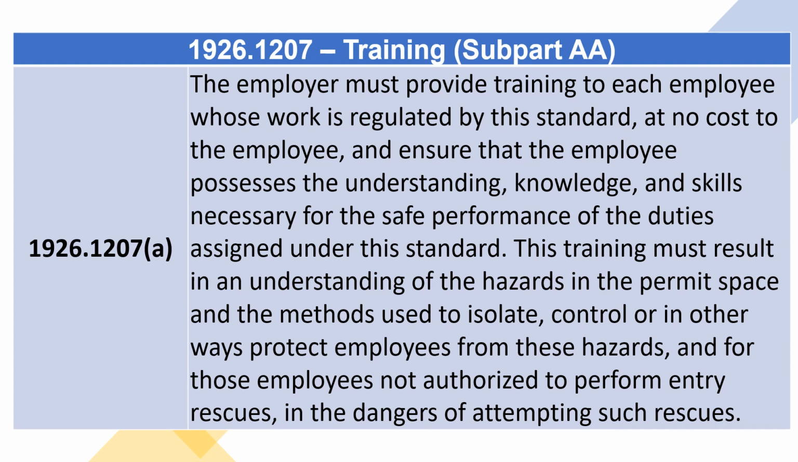1926.1207(a): The employer must provide training to each employee whose work is regulated by this standard, at no cost to the employee, and ensure that the employee possesses the understanding, knowledge, and skills necessary for the safe performance of the duties assigned under this standard. This training must result in an understanding of the hazards in the permit space and the methods used to isolate, control, or in other ways protect employees from these hazards, and for those employees not authorized to perform entry rescues, in the dangers of attempting such rescues.